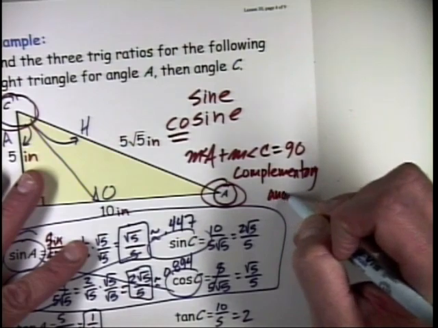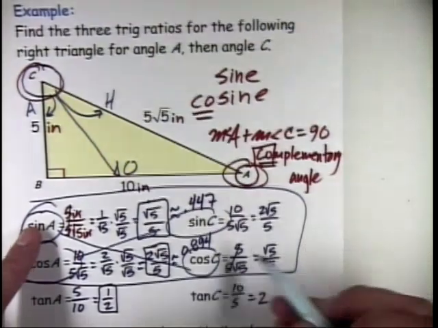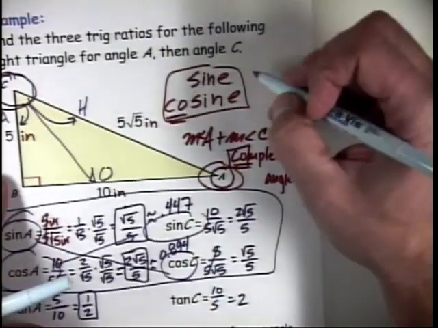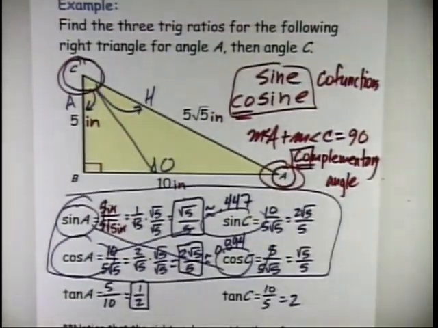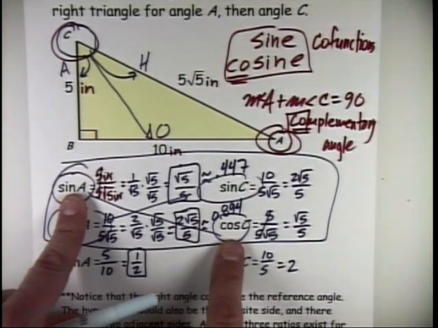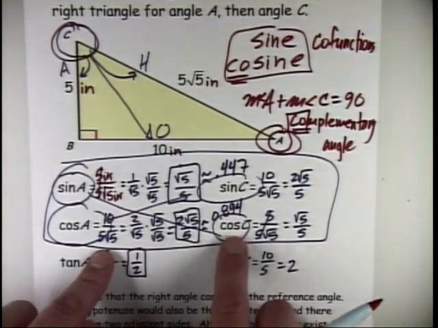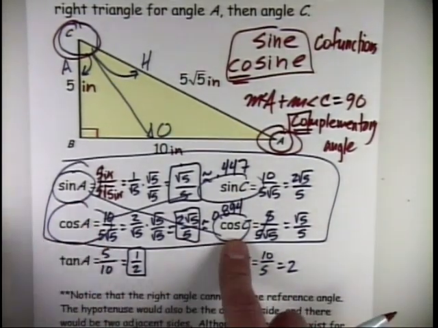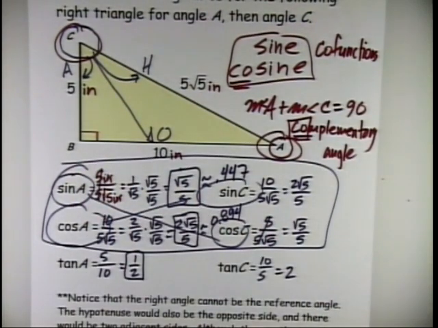Complementary angles. Well, look at the first part of the word complementary. It's co. Well, that's exactly why sine and cosine are called co-functions. That's where the names come from. They're co-functions because the sine of angle A is equivalent to its co-function, cosine, of the complement of A, which in this case is C. Or the cosine of C is equivalent to its co-function, sine, of the complement of C. So that's why they are called co-functions of each other. Okay, but again, more on that when we get to pre-calculus.